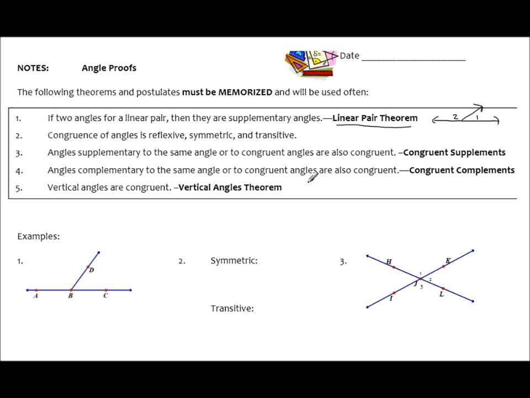Vertical angles are congruent. If you're given a set of vertical angles and we establish that they are congruent, we would call that the vertical angles theorem.